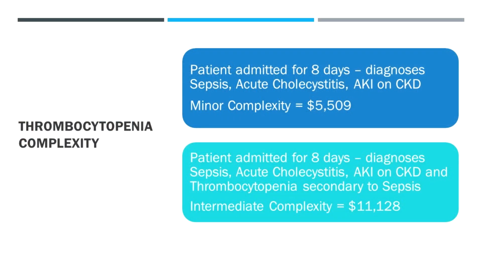And here's an example of the thrombocytopenia. You can see someone's coming with cholecystitis and sepsis, and they've got an AKI and CKD. They're pretty unwell and in for a week, $5,500, probably not actually reflecting the investment in that person's care.